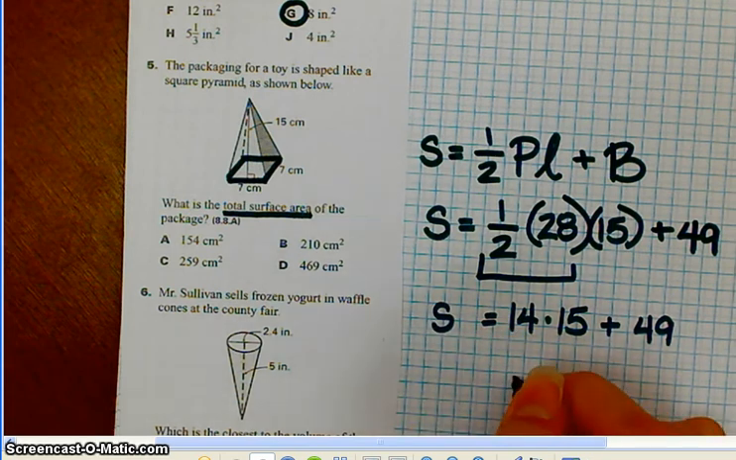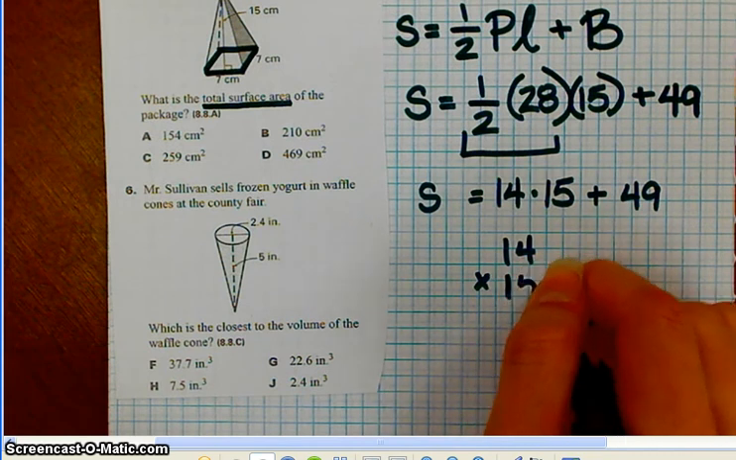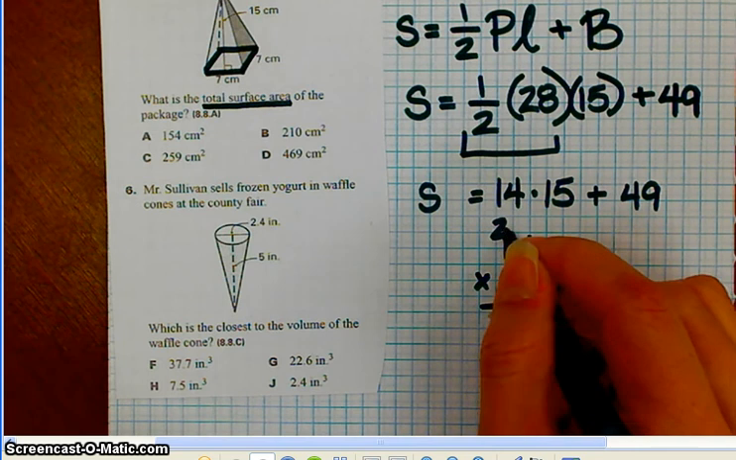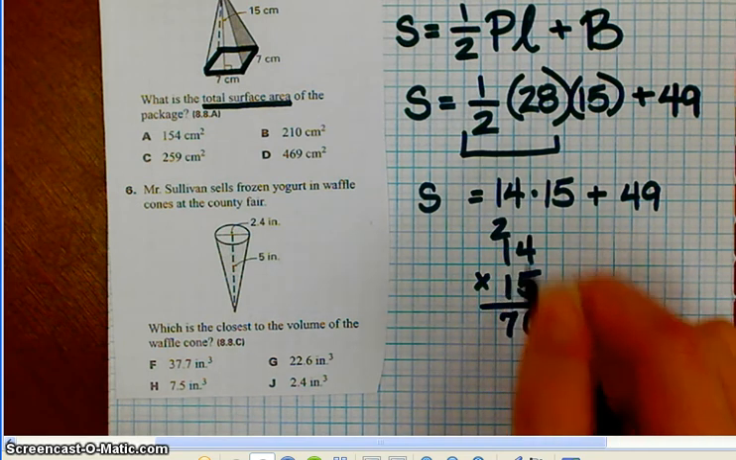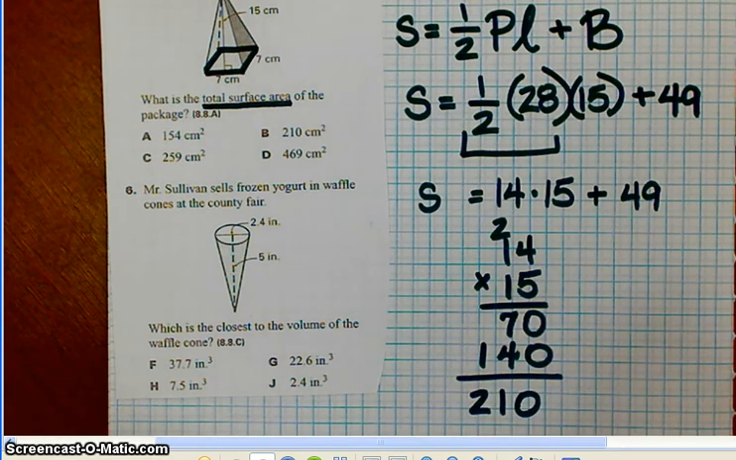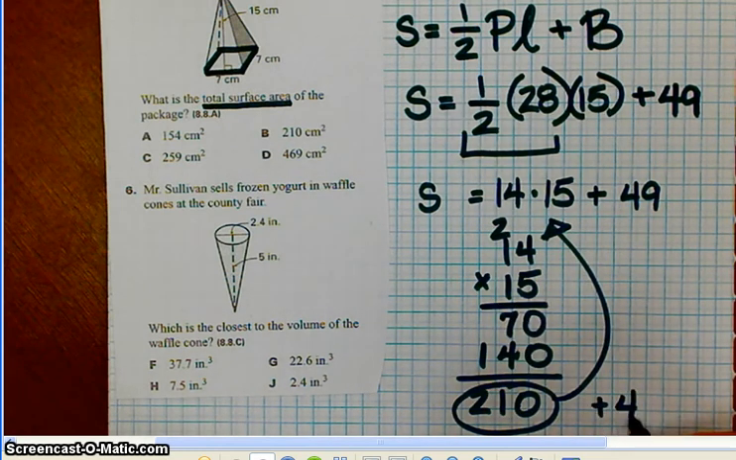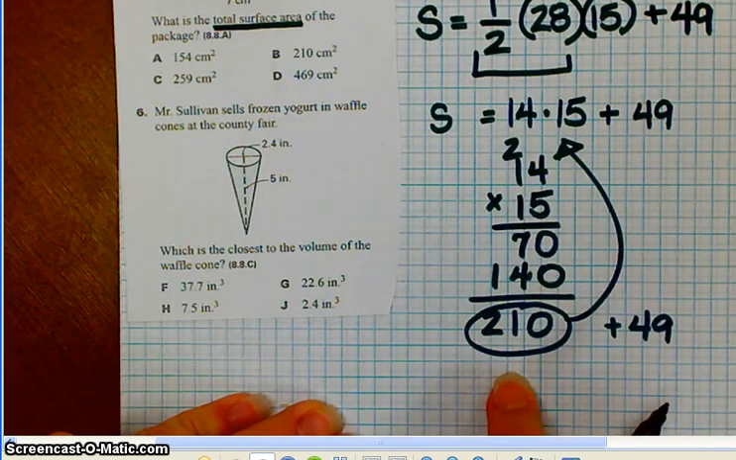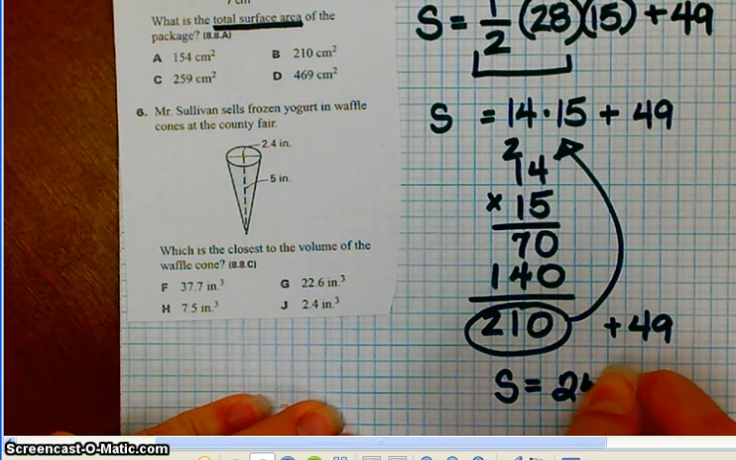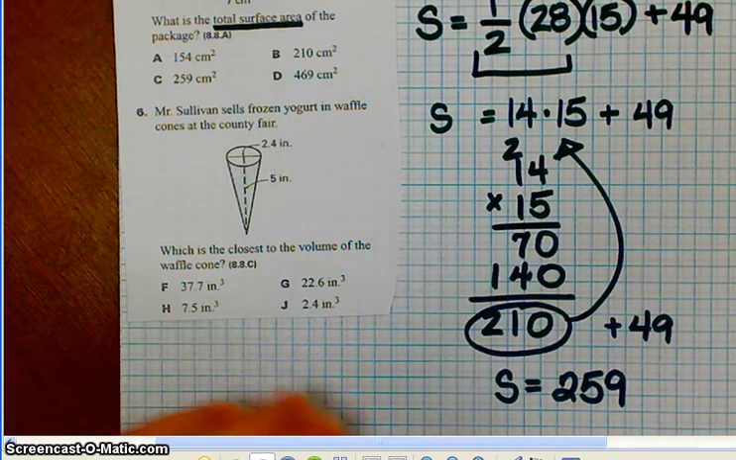Okay. 14 times 15. 5 times 4 is 20. 5 times 1 is 5, plus 2 is 7. 1 times 4 is 4. 1 times 1 is 1. Add those together and you get 210. Okay, but 210 is just this part. Then you've got to add the 49. Okay, so 210 plus 49 gives us a total surface area of 259. And that's going to be C.